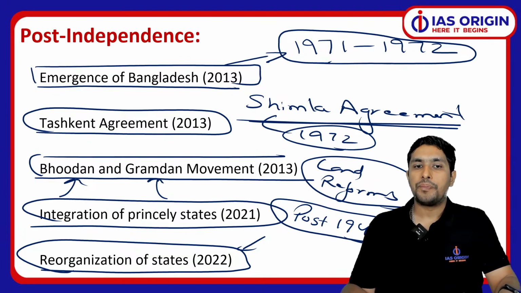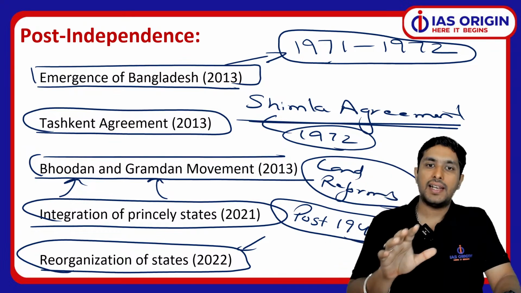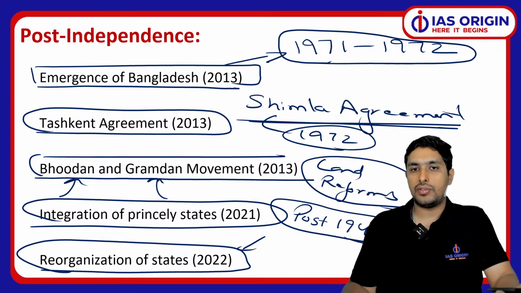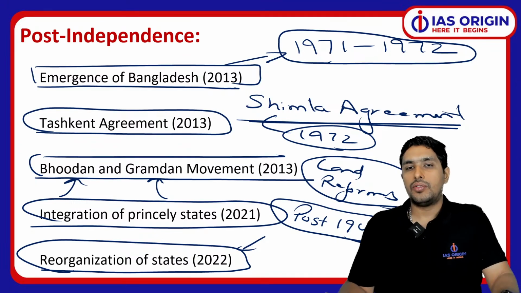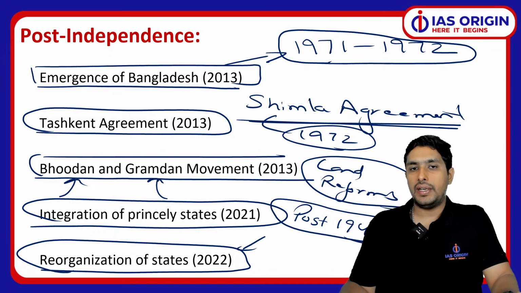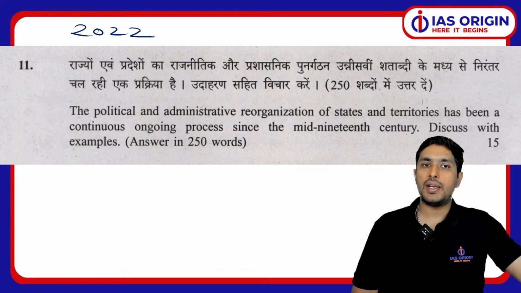Why? Because ultimately, whenever we are talking of any question for that matter, the questions are going to be not direct. They are going to be kind of the questions which you have to understand first and then answer. So if you don't have that level of understanding, unfortunately you're not going to be able to answer effectively. So remember this thing. For example, I'll just show you a question that was from this 2022 reorganization of states ka question hai. So have a look at this question, how beautifully articulated this is.